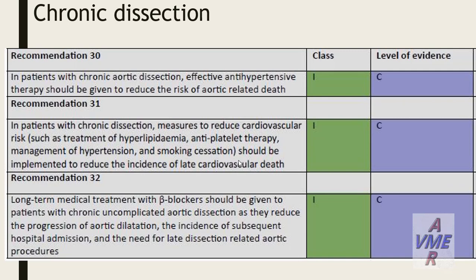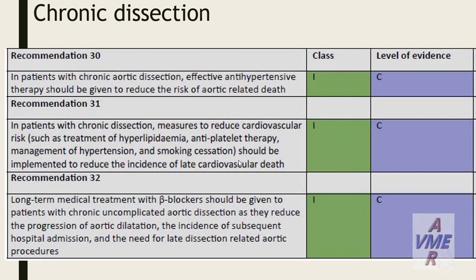Recommendations and guidelines for chronic type B dissection. In patients with chronic aortic dissection, effective antihypertensive therapy should be considered and given to reduce the risk of aortic-related death. In patients with chronic dissection, measures to reduce cardiovascular risk, such as treatment of hyperlipidemia, antiplatelet therapy, management of hypertension, and smoking cessation, should be implemented to reduce the incidence of late cardiovascular death.